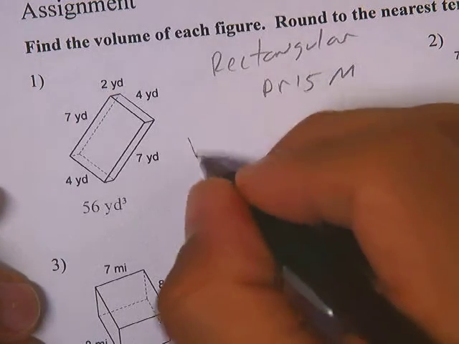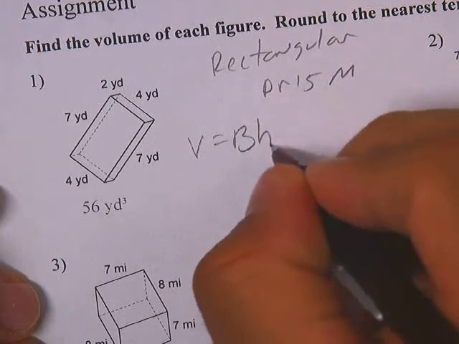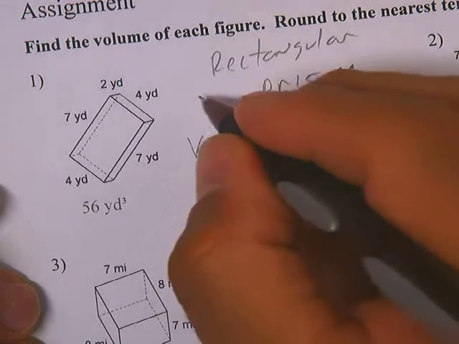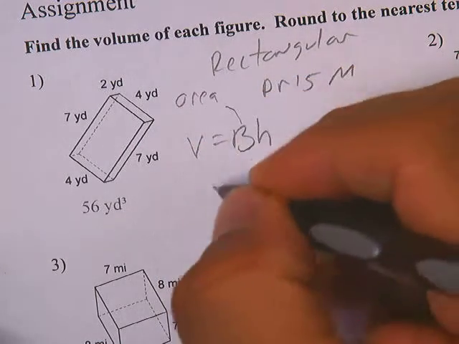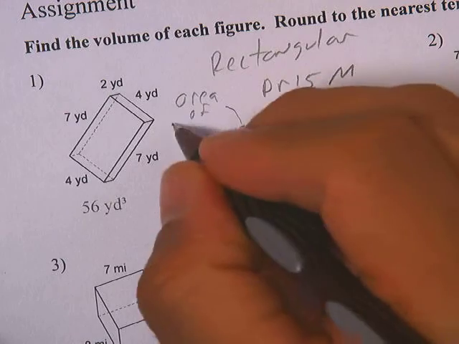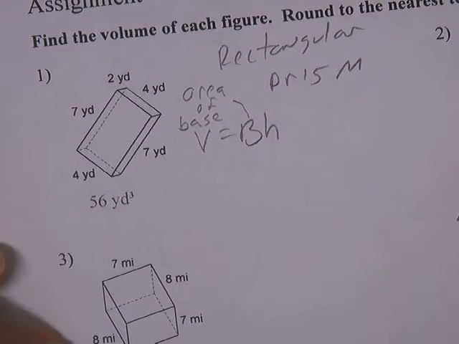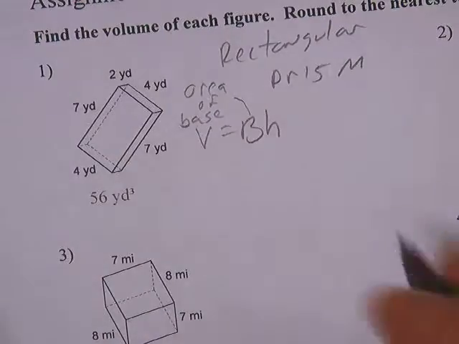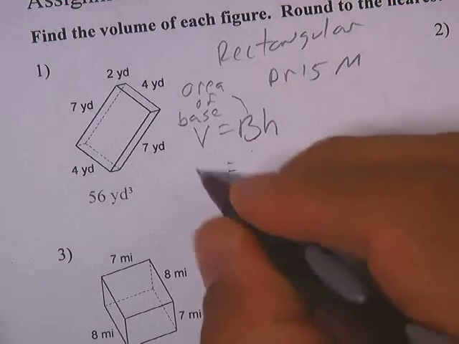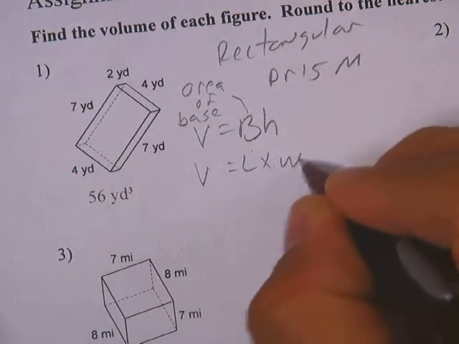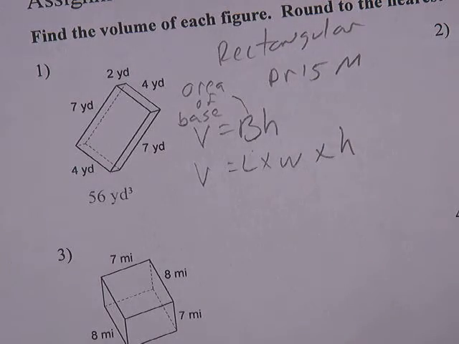All you have to do here is the volume is equal to the area of the base times the height. So remember, this is the area of base. Okay, so that's the area of the base. So then, if it's just a rectangular prism, well, then it's just volume equals length times width times height.